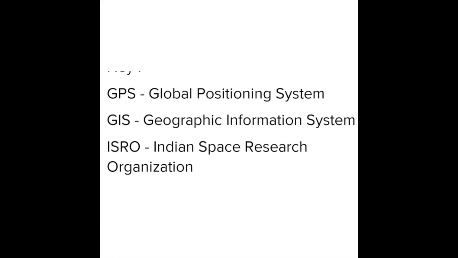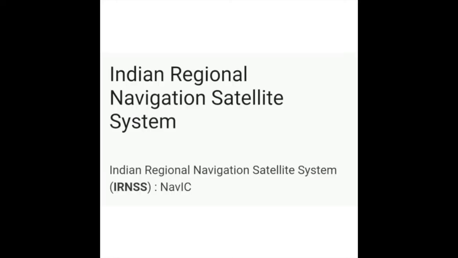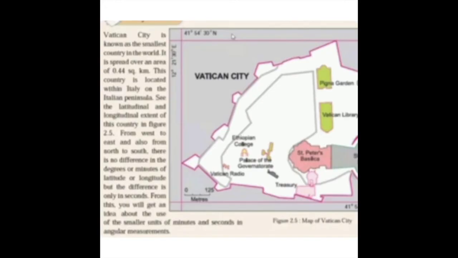Geographical Information System (GIS), Global Positioning System (GPS), Indian Space Research Organization (ISRO), and the next is IRNSS, Indian Regional Navigation Satellite System.